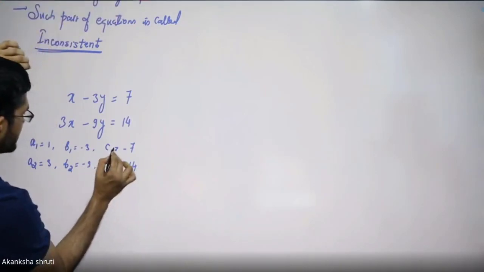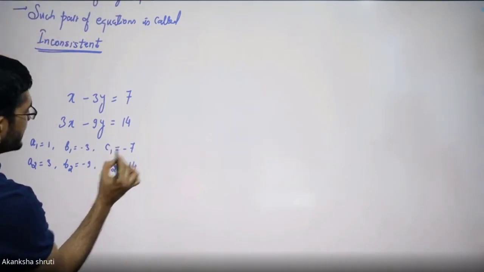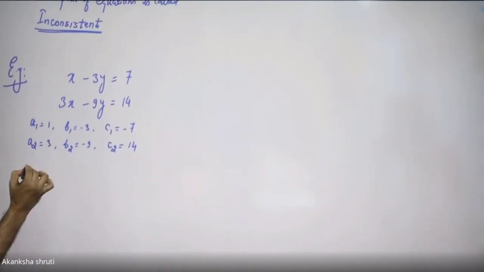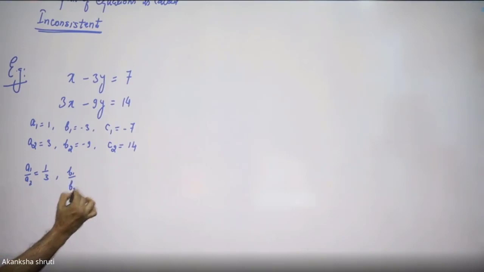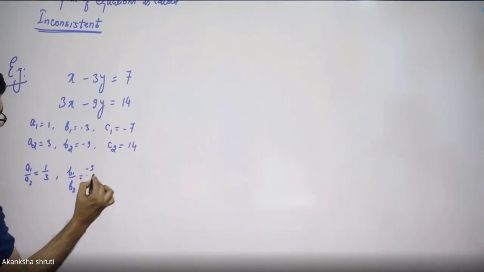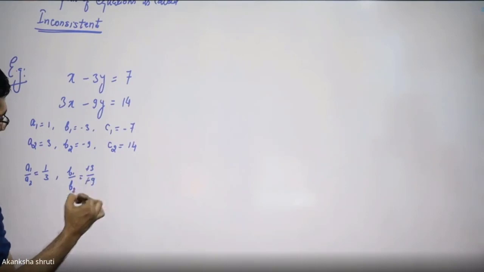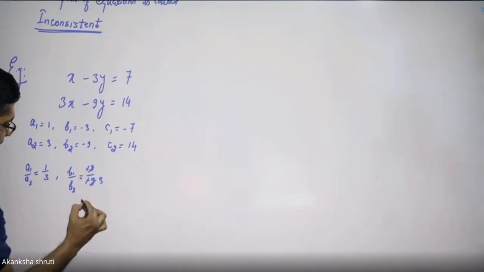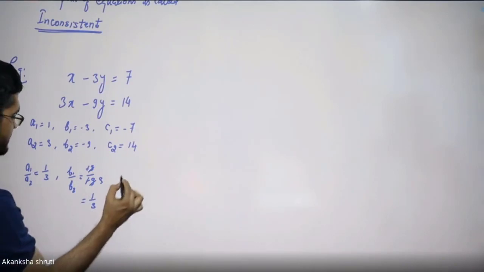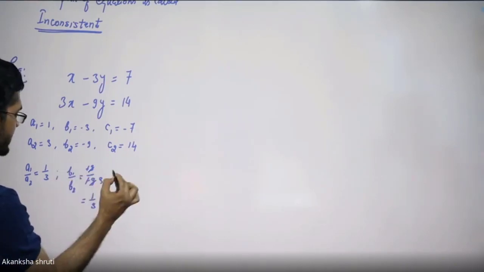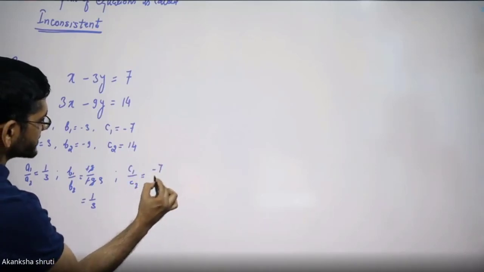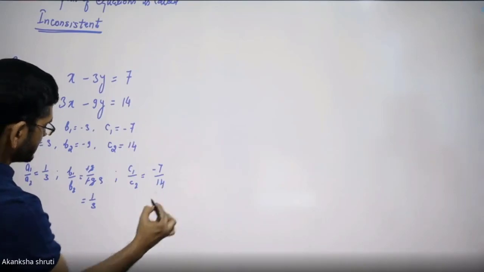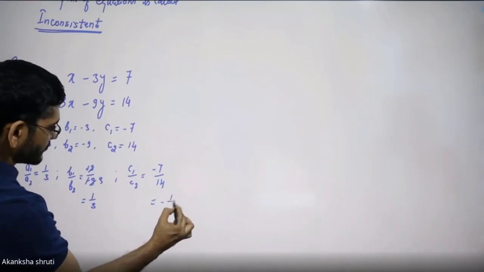Students, what relation are we observing? Very interesting. If we take A1 by A2, it is 1 by 3. B1 by B2 is minus 3 by minus 9. The negative sign can be cancelled, 3 can also be cancelled, so this value is also 1 by 3. But if we take C1 by C2, we get -7 by 14, and this is minus 1 by 2.